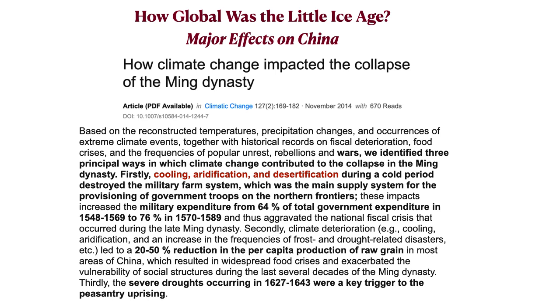And the Ming Dynasty fell because it was conquered by the Manchus, who created the Qing Empire, but they were not ethnic Chinese. They came from northeastern China, sometimes called Manchuria. Anyway, you can see that military expenditures rose from 64% of total government expenditures to 76% in the late 1500s. And then a reduction in per capita grain, again, severe droughts, peasant uprisings.